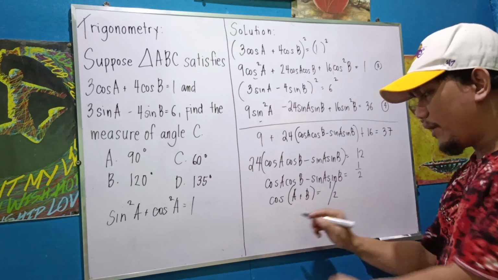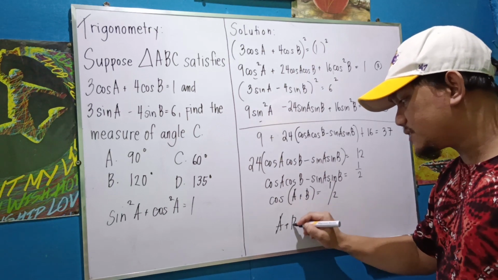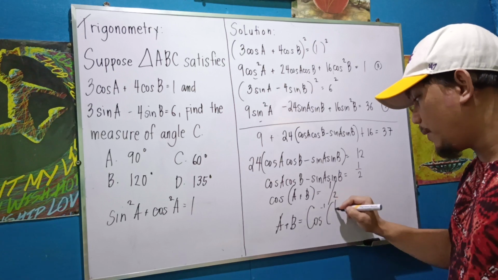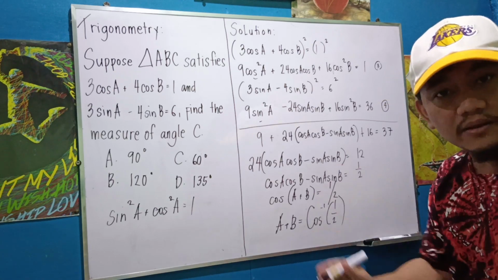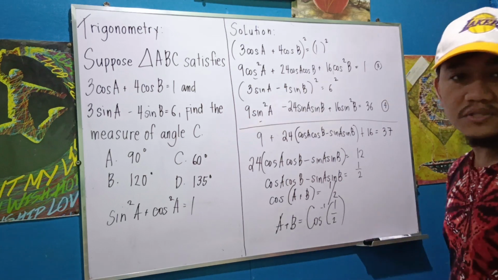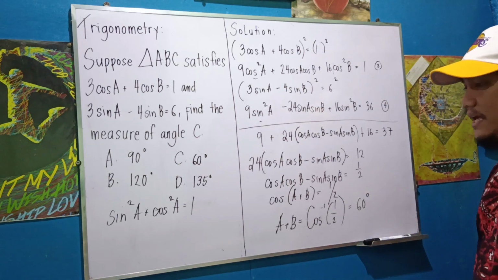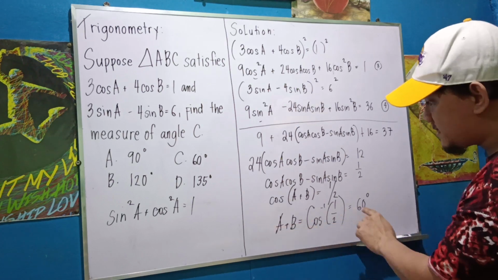So, paano natin makukuha yung A plus B, Sir IJ? Just get the inverse cosine of 1 half. And kapag kinuha nyo po yung value niyan using your calculators, the inverse cosine or the arc cosine of 1 half, that is equal to 60 degrees. That means na yung sum ng A and B, 60 degrees.